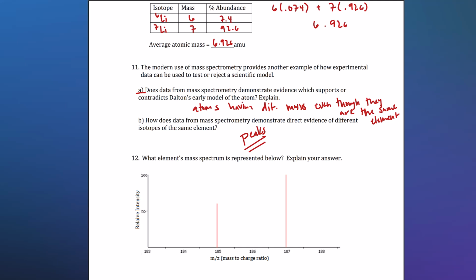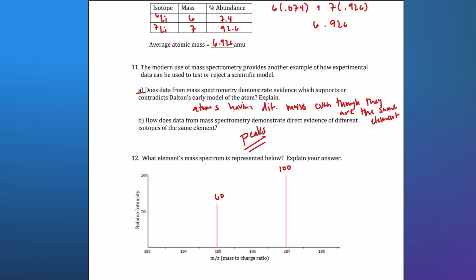And then question 12 is giving us a picture of a mass spectrum, and it's asking us to figure out what element it is. So basically what we're going to do is calculate the average atomic mass, look at the periodic table, and see which element is going to be closest to that. This relative intensity, I'm going to say it's at about 60, and this one's at about 100. They're pretty close to that. Make sure that you don't use 50 for that 185 because it's a little bit over 50.